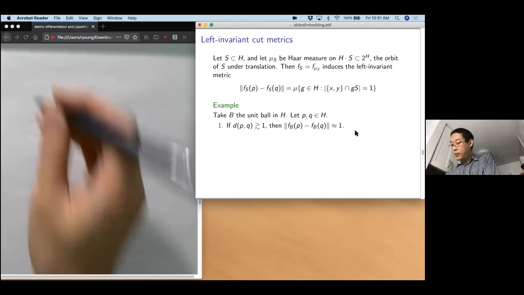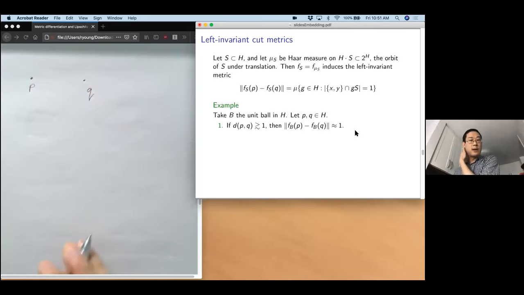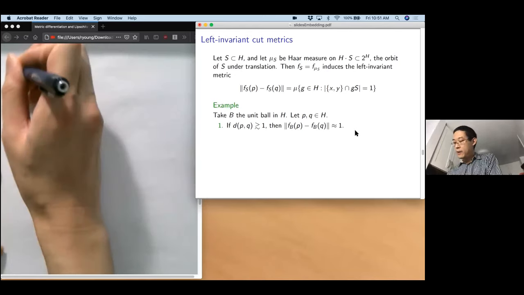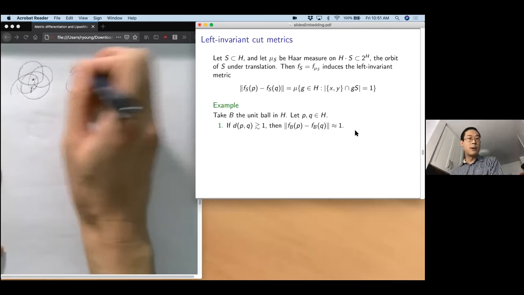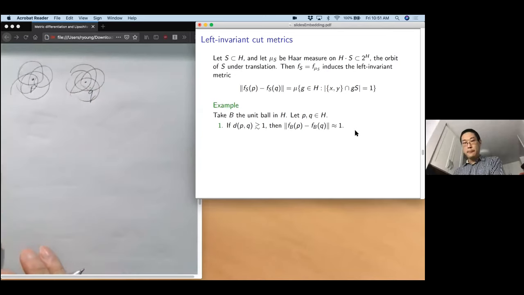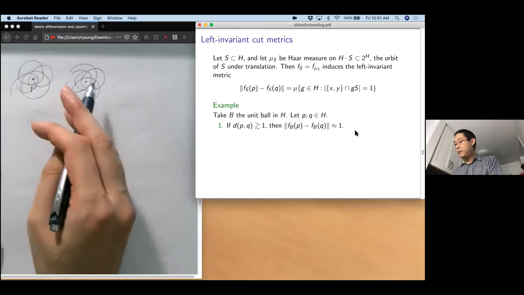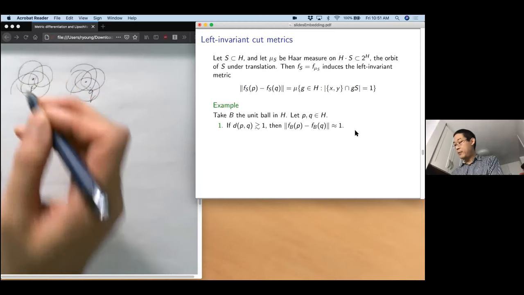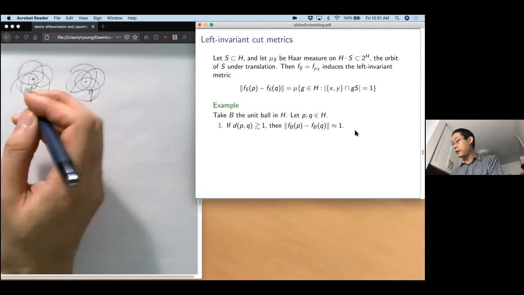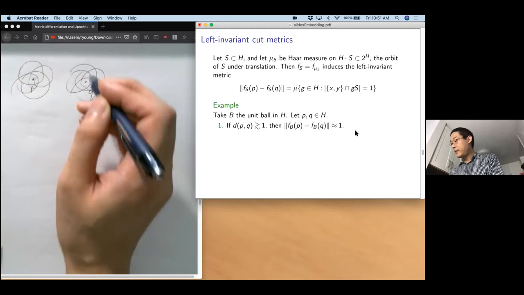So remember how this works. If I have two points P and Q in the Heisenberg group, then the distance between F of P and F of Q is going to be the measure of the collection of balls that contain either P or Q, but not both. So in particular, the distance between F of P and F of Q is going to be bounded. It's going to be at most two times the measure of the unit ball, because there are unit ball many balls that contain P, and there are unit ball many balls that contain Q.